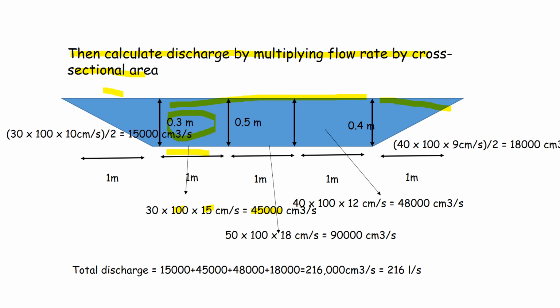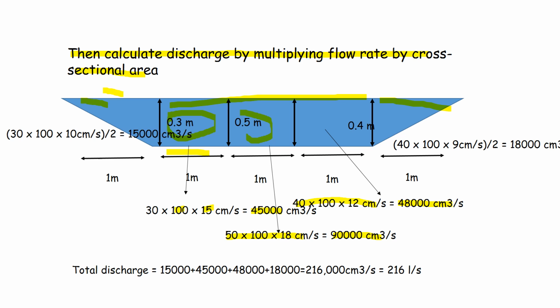The second section is 0.5 meters deep, so this is 50 by 100, and the flow rate is 18 centimeters per second. This is 90,000 centimeters cubed per second. The third is 0.4 meters deep, so this is 40 by 100 and a flow rate of 12 centimeters per second. 48,000 centimeters cubed, or 48 liters per second.